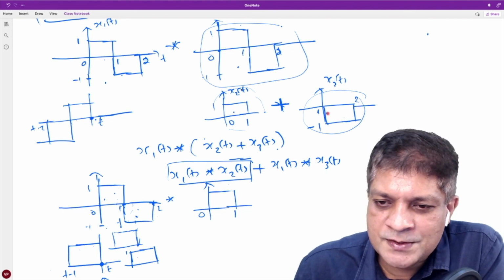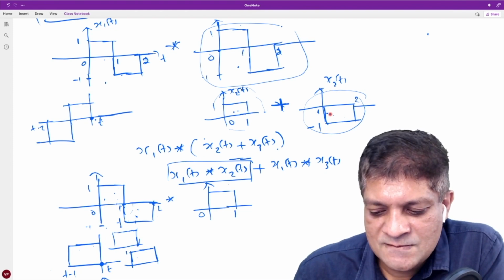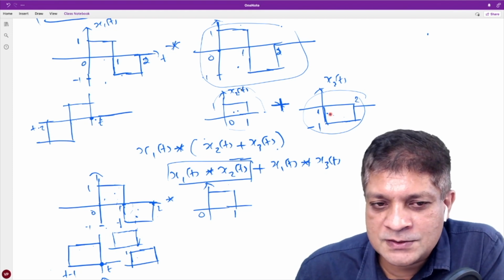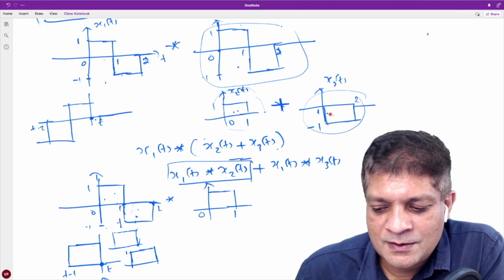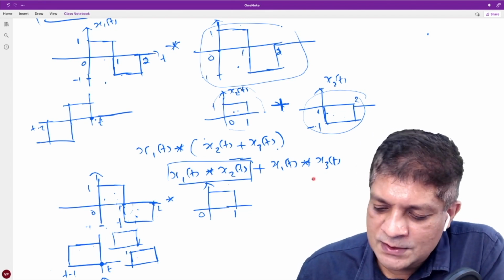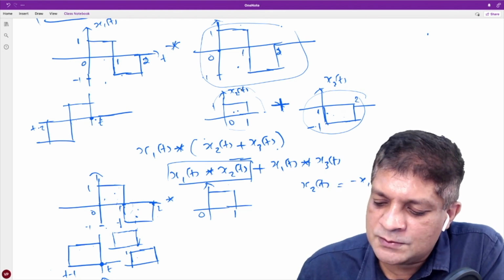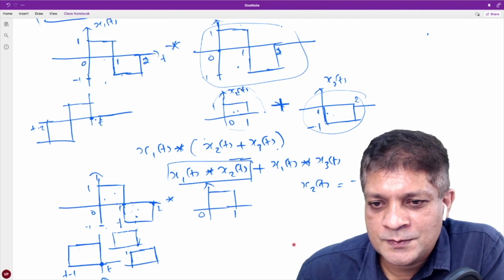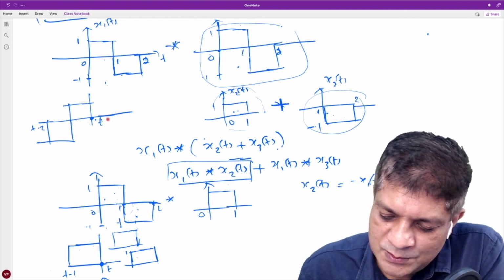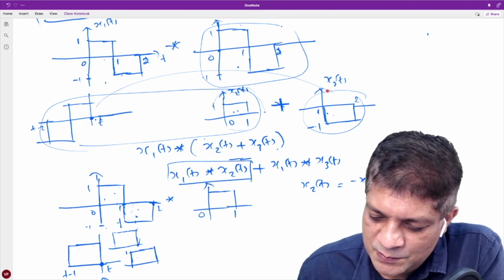What is the relation between these two signals? Time shifting by 1. It is delayed by 1. Not only delay, there is what? This sign is multiplied by -1. So can we say that x2(t) is minus x1(t minus 1)? Now tell me, what is the convolution of these two? We know the convolution of this. What about the convolution of these two?